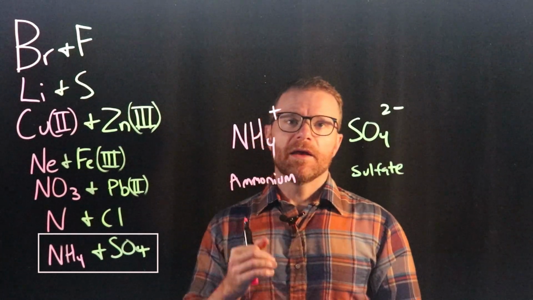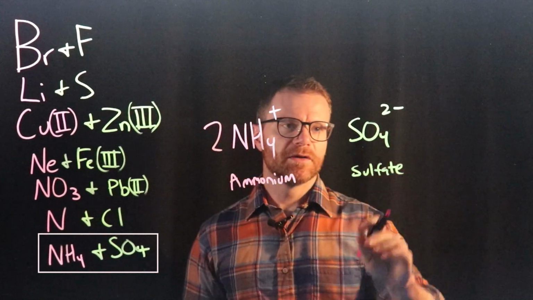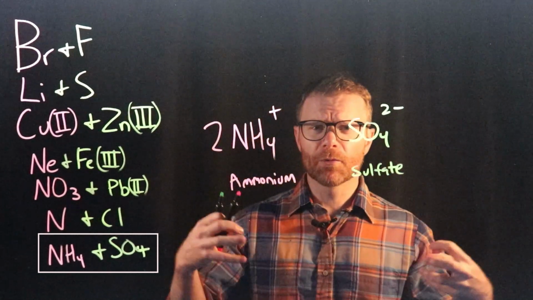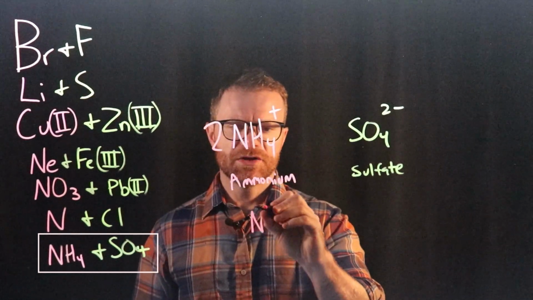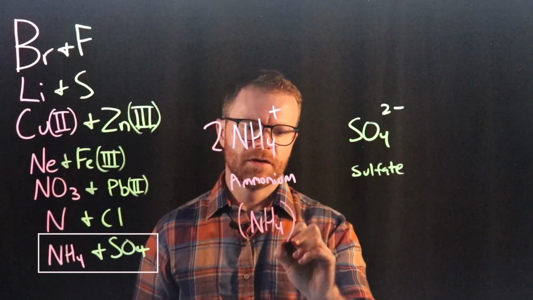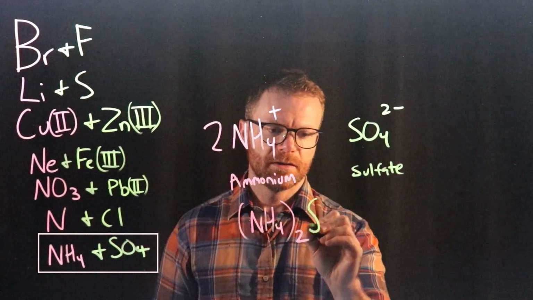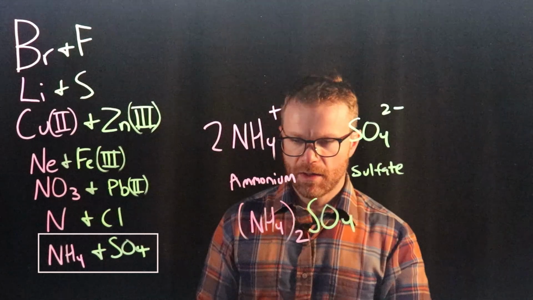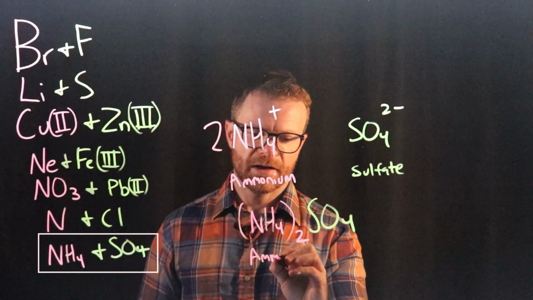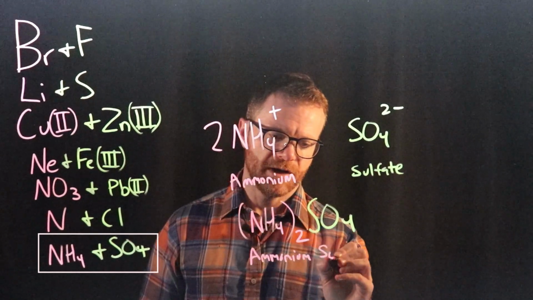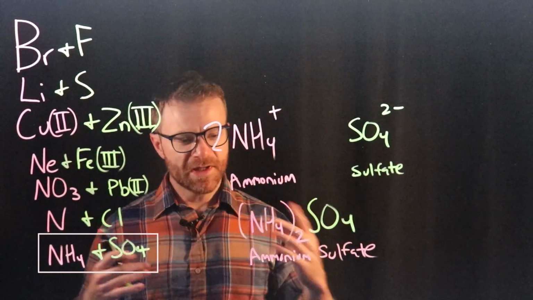Okay, in order to balance our charges, we're going to need 2 of these ammonium for every 1 sulfate. When we write the chemical formula, the cation always goes first, so we've got NH4, and we have 2 of them, followed by 1 sulfate, SO4. And then we just say the name basically that way: ammonium, cation first, sulfate. Okay, and it's just that easy.